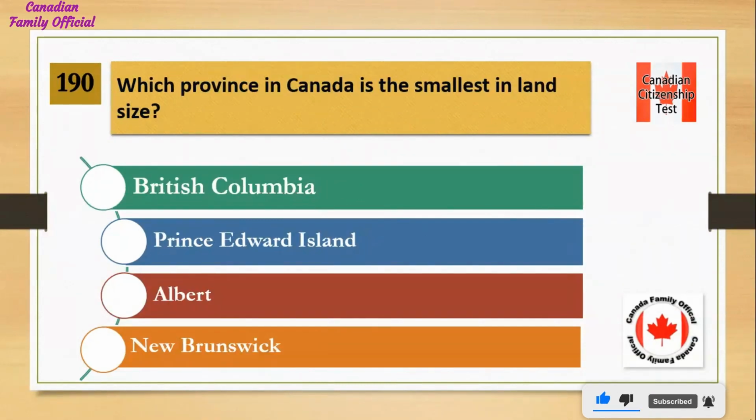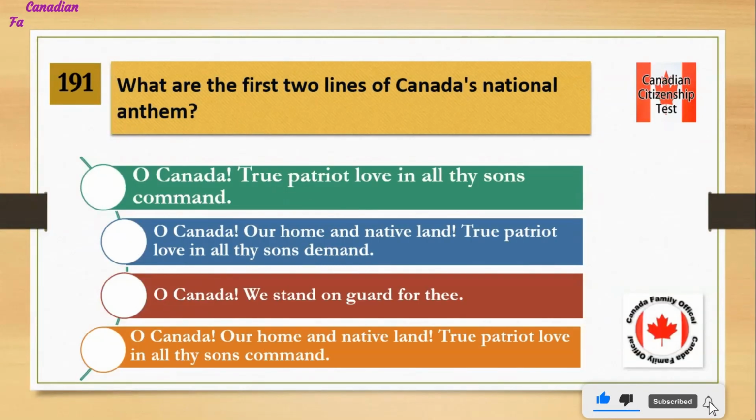Which province in Canada is the smallest in land size? Number 1, British Columbia. Number 2, Prince Edward Island. Number 3, Alberta. Number 4, New Brunswick. And the answer is Prince Edward Island.